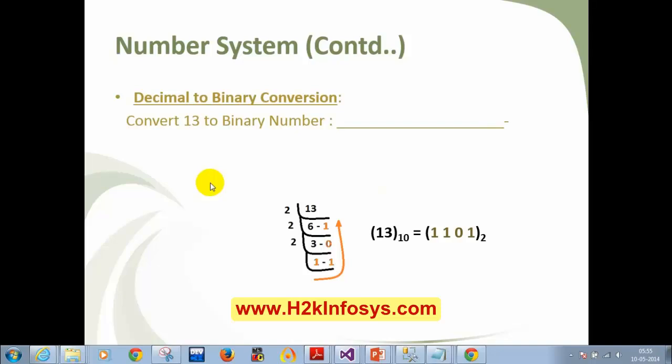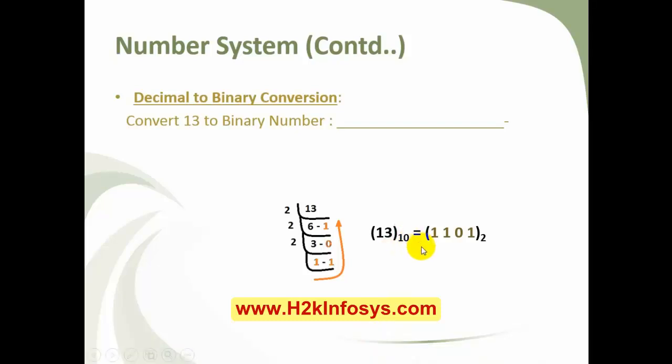If you recollect your college days, this is a geometric progression. Yes, that's correct. So the answer is, the biggest number that can be stored in one byte is 255. The biggest number that can be stored in one byte is 255. Now we'll go back to the slides. So this is clear for all of you.